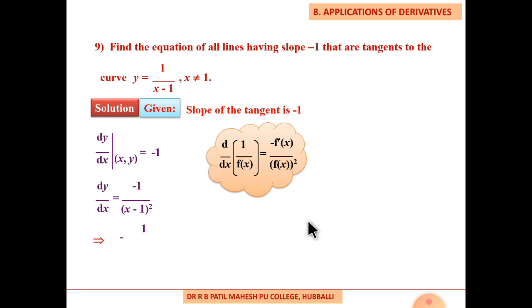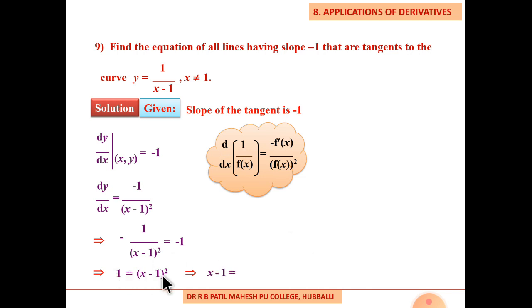Now this implies minus 1 by (x minus 1) whole square is equal to dy by dx, which is already given. So what is the dy by dx value here? Minus 1. dy by dx at (x, y) is nothing but the slope of the tangent, so that value is minus 1, as given.